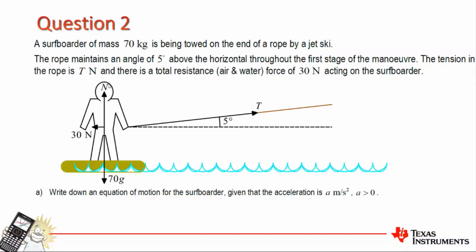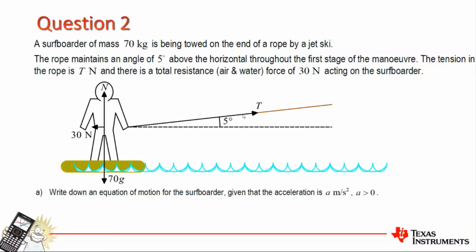What you might notice is that the normal reaction force is basically a bit less than 70 g, and that's because the tension force has a small upwards component, which is reducing the normal reaction force, which would have been 70 g, by that little amount. Okay, so that's basically the scenario over there.